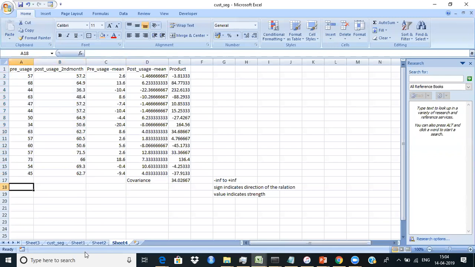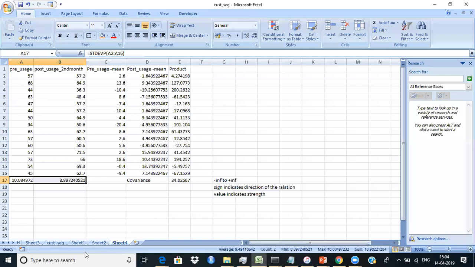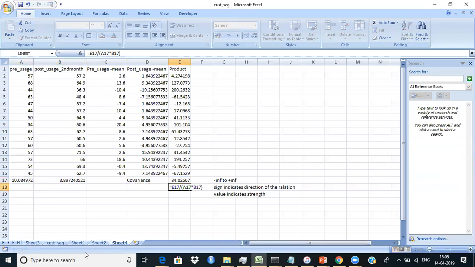So we first calculate the standard deviation of pre-usage, and we calculate the standard deviation of post usage. Once you do that, you then divide covariance by the standard deviation of this and the standard deviation of this. Now, this ratio that you have got is known as correlation.